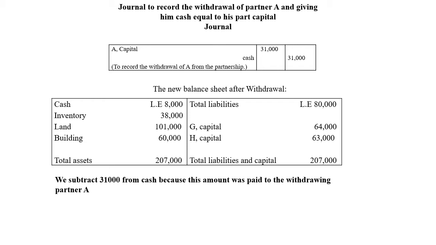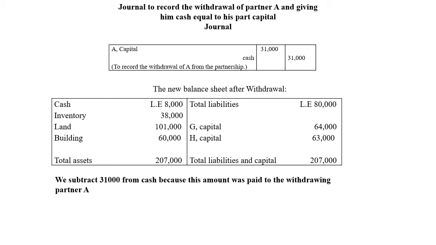Inventory will be by the same market value, land by the same market value. When you prepare the balance sheet after the withdrawal, you do not look for the balance sheet given in the first example. No, you look for the balance sheet that you prepare after the revaluation. For that balance sheet, everything is the same, except only cash was reduced by 31,000. We subtract 31,000 from the cash.